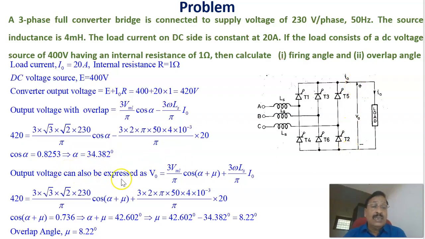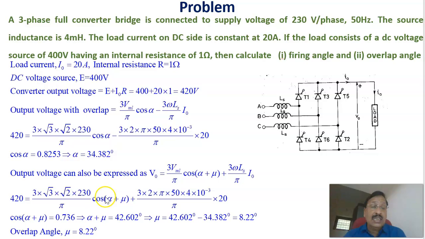And the output voltage can be expressed with one more equation. We are saying output voltage equals 3 VML by pi into cos alpha plus mu plus 3 omega ls divided by pi into I naught. This is one more equation in terms of overlap angle mu, another equation for the same output voltage, 420.